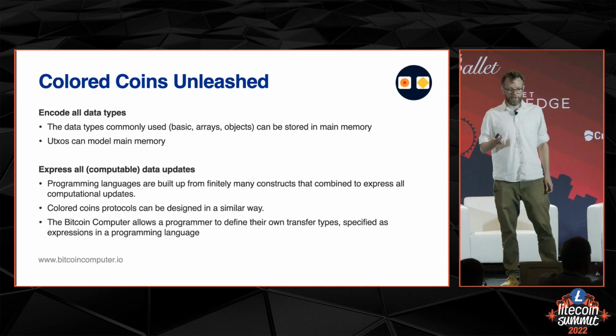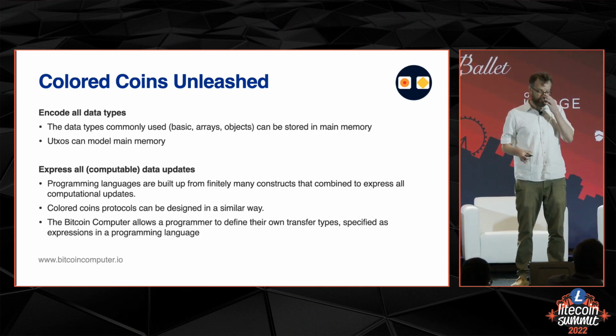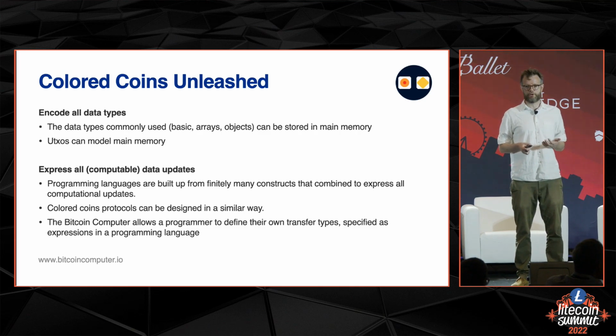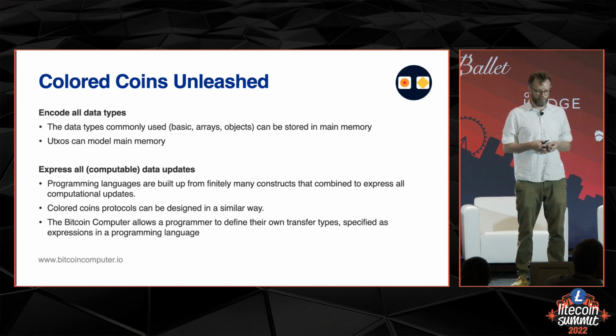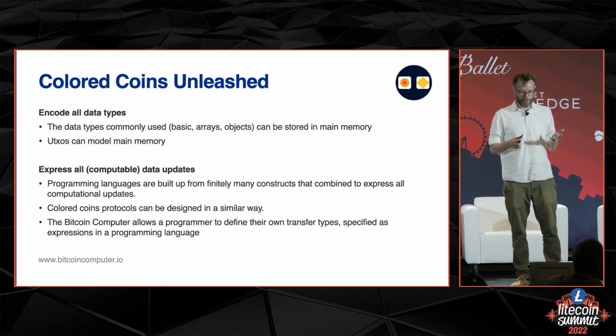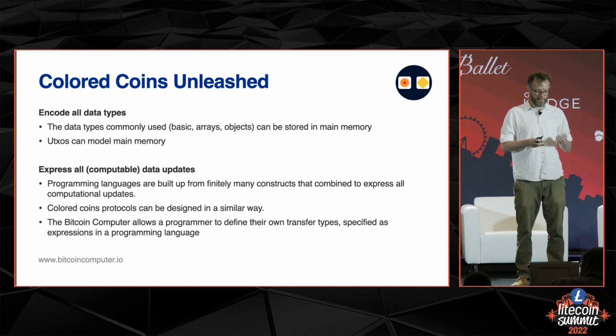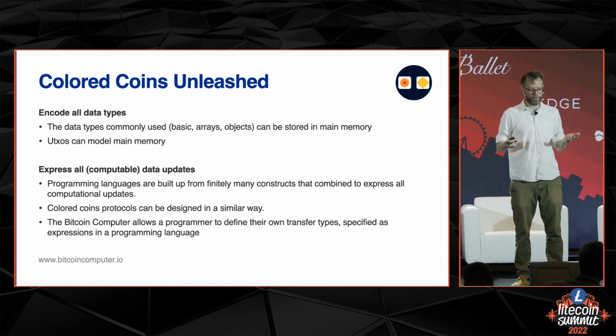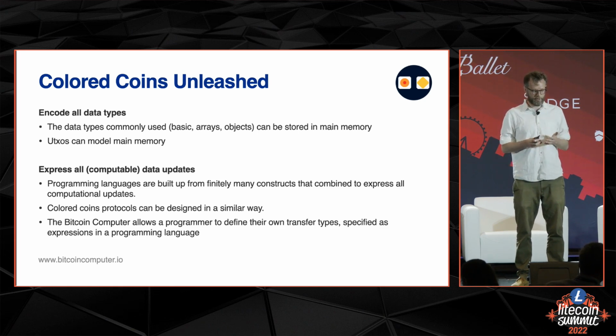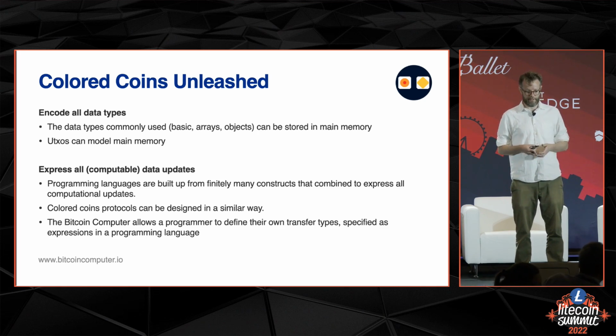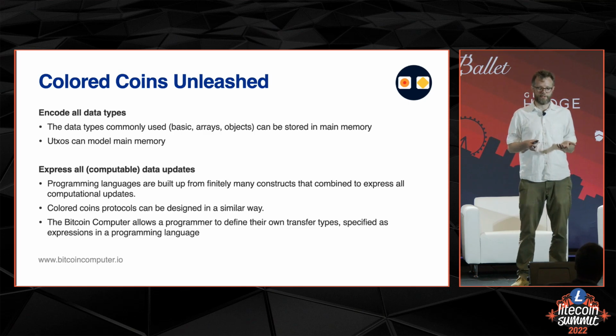Obviously there's not enough time here to explain how it works, but I want to give you a broad intuition for the obstacles we had to overcome to essentially unleash colored coins. There are 2 things you need to do. You need to be able to express any possible data type, and the second thing is you need to be able to update any possible data type in any computable way, right? The first piece is actually not very surprising. Colored coins typically already support basic data types like strings and numbers. And normal programming languages also use structured types built up from arrays, objects, and basic data types. So you have to find a way to encode this in the UTXO model.